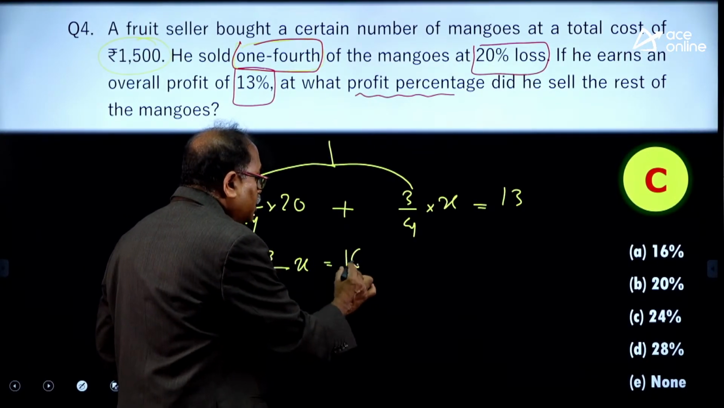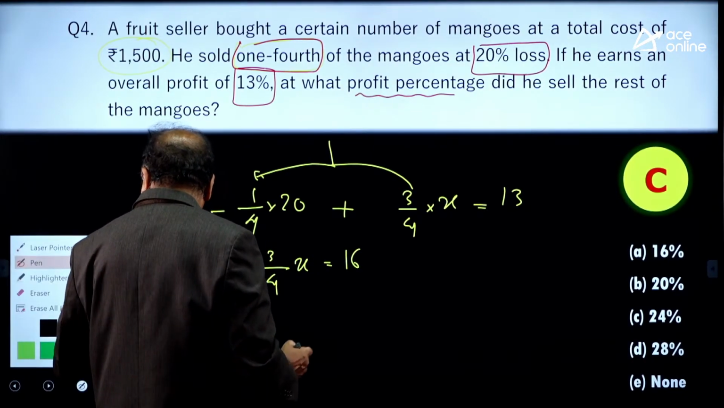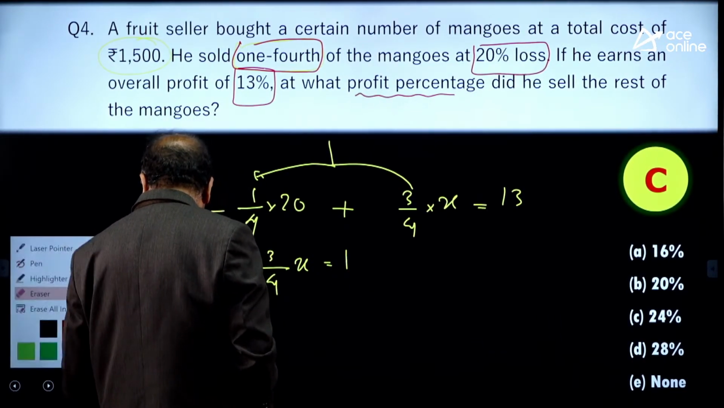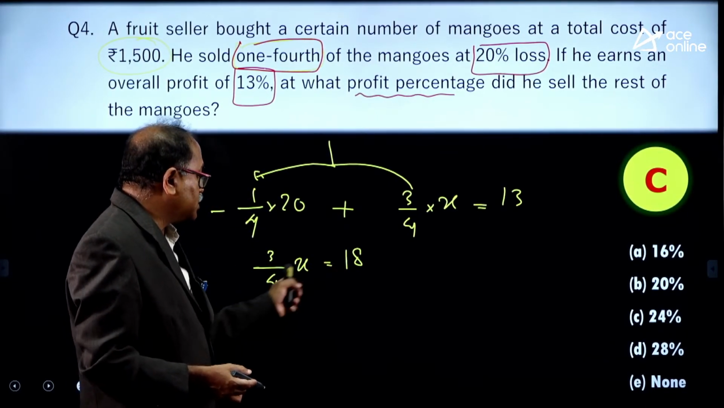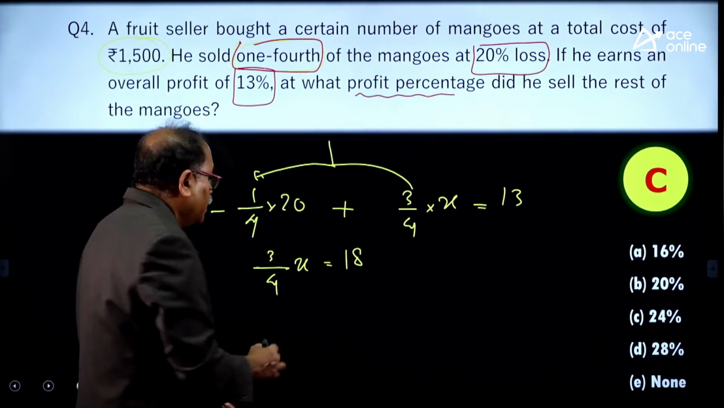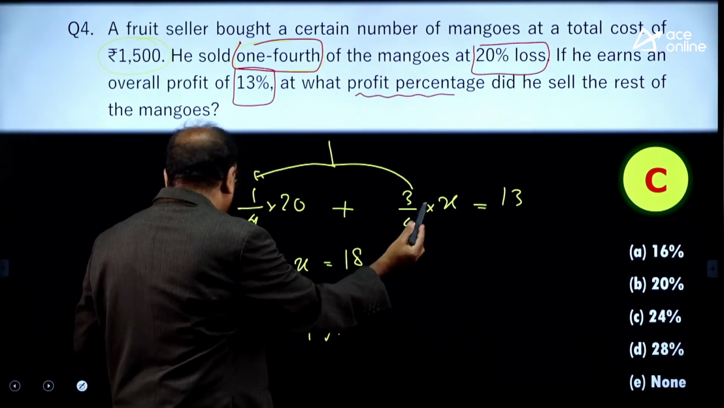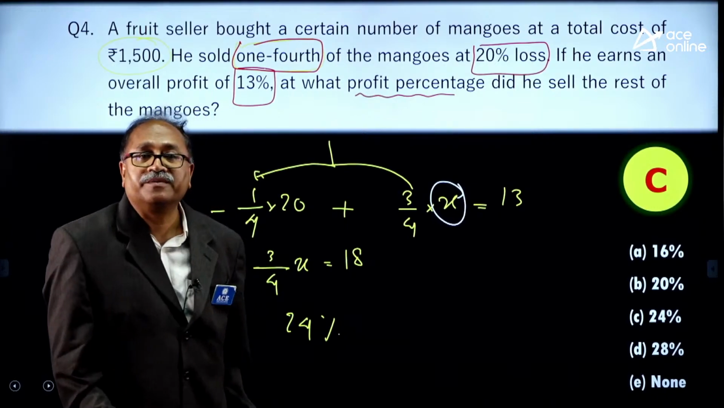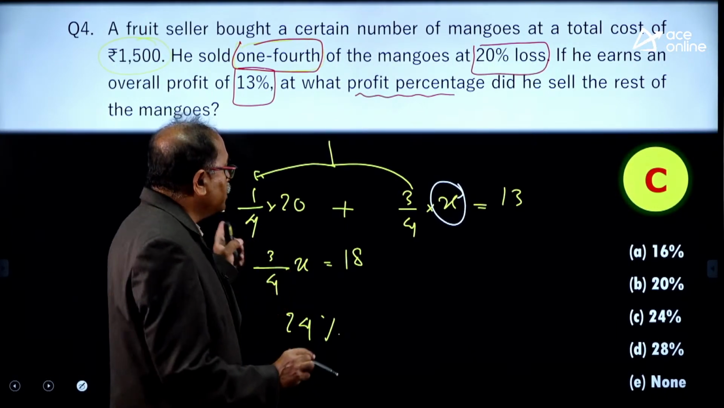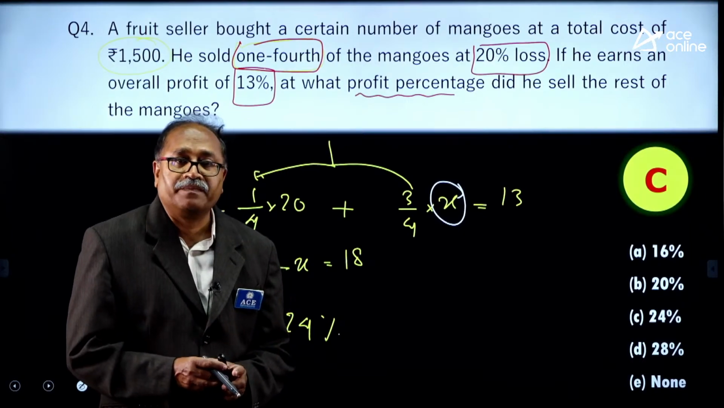3x is equal to 18. Then what is x? So, 18, this one, not 16. When 3x is equal to 18, there are 6 times, and 6 fours are 24. So, x is equal to 24%. That means the second part is sold at 24% profit. Pawan must be knowing this method, that is the reason he answered the question in a very reasonable time.